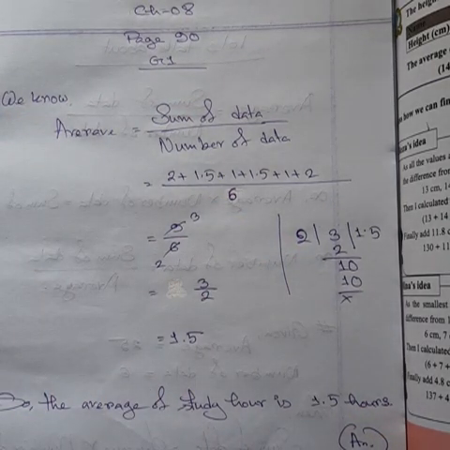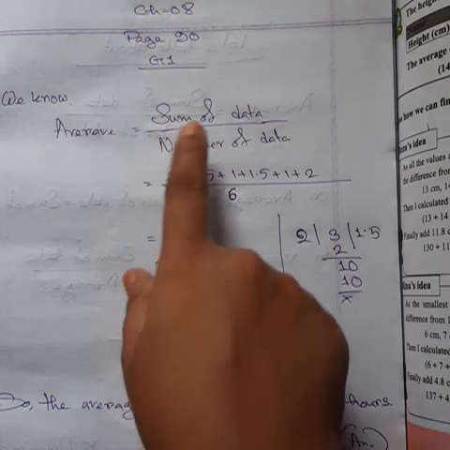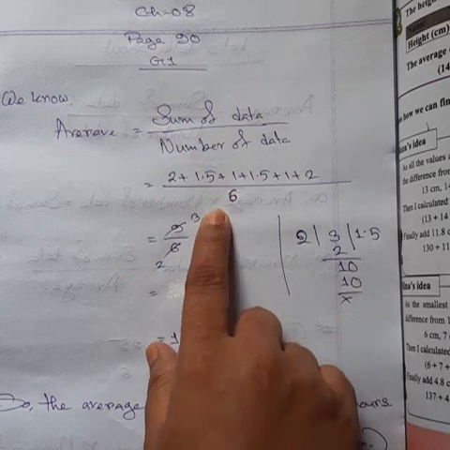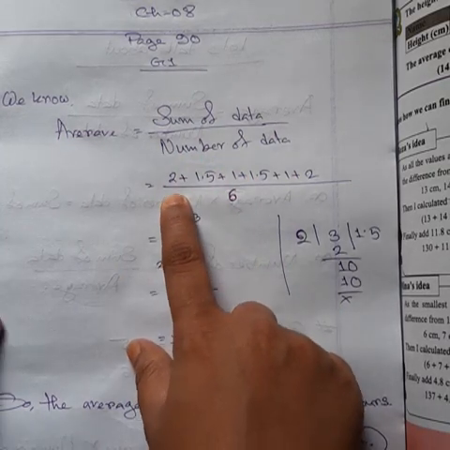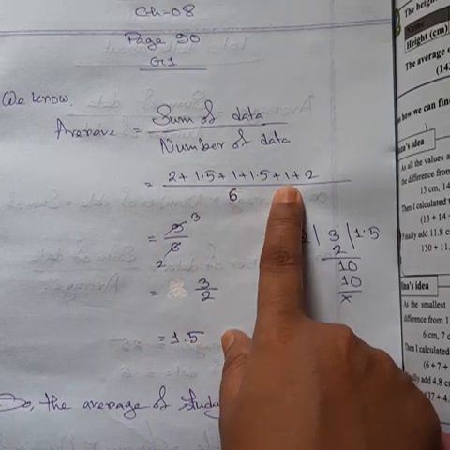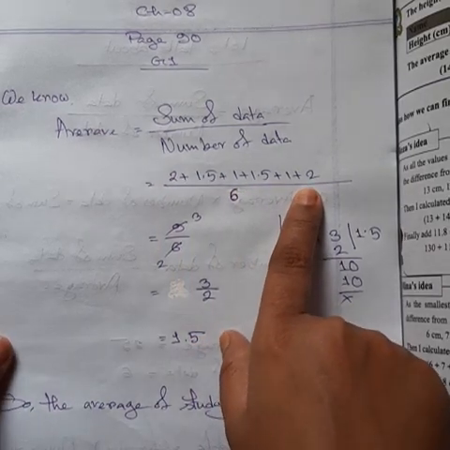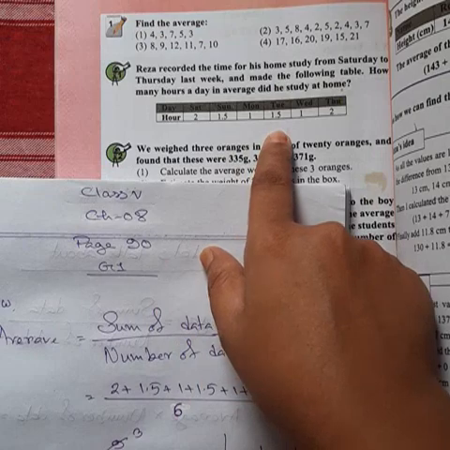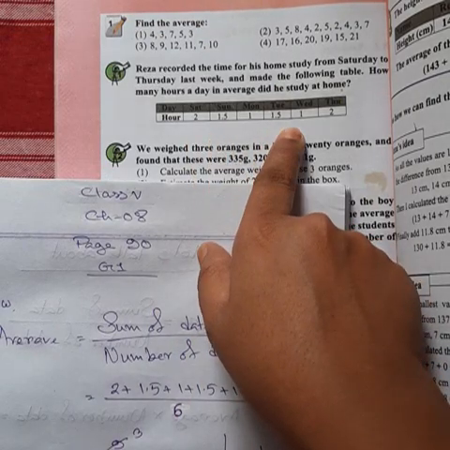Let's see, what do we know? We know the formula: average equals sum of data divided by number of data. Now we have got that one: 2 plus 1.5 plus 1 plus 1.5 plus 1 and plus 2. There are 6 data from here. You already have checked that one.